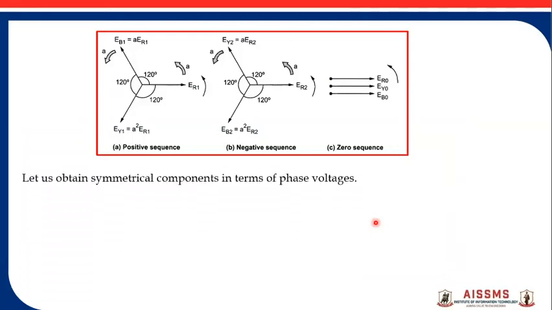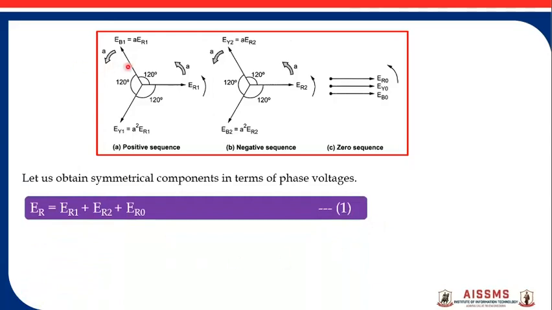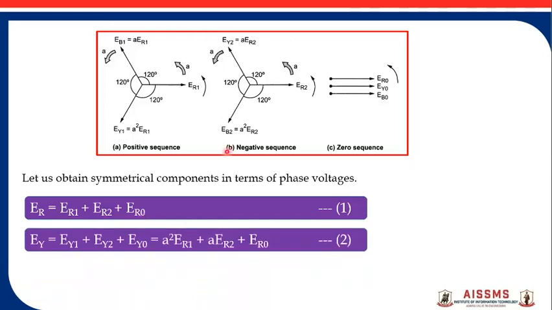So let us obtain symmetrical components in terms of phase voltages. The equation for ER can be written as ER will be ER1 plus ER2 plus ER0. Similarly, the equation for EY can be written as EY1 plus EY2 plus EY0. But we have EY1 in terms of ER1, EY2 in terms of ER2, and EY0 in terms of ER0.